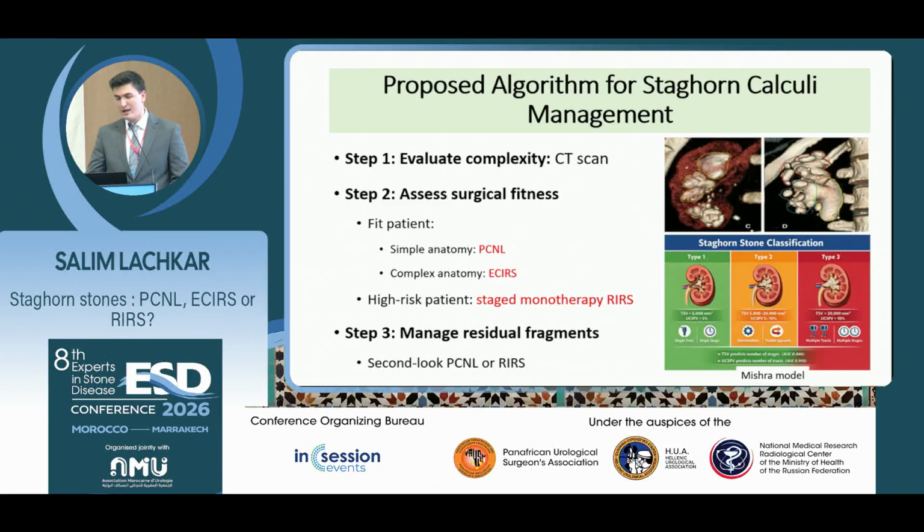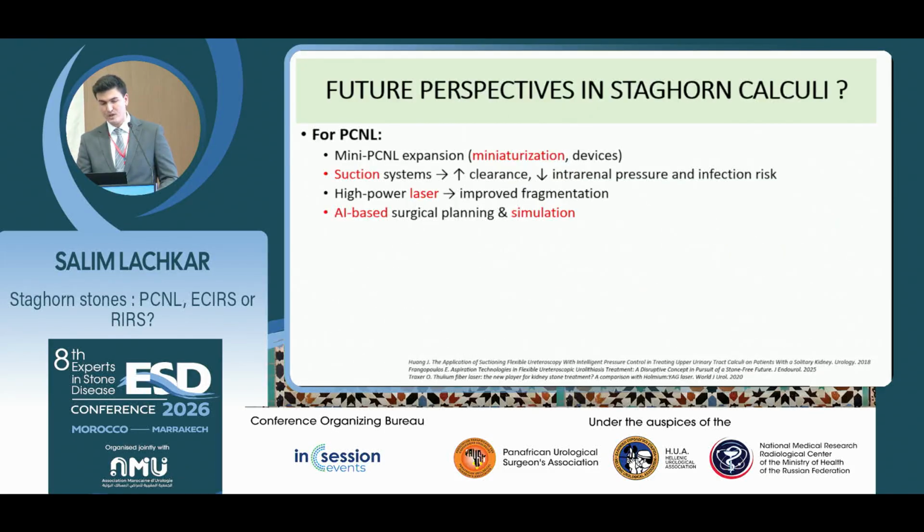And if the patient has a high anesthesia risk, we can do monotherapy with ureteroscopy, but we have to inform the patient that it will probably be a staged procedure. And the last step, we have to manage the residual fragments because they are linked statistically to more morbidity.